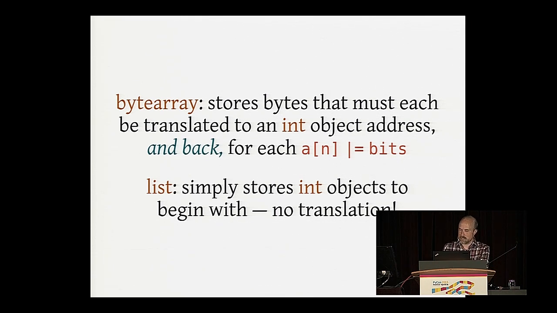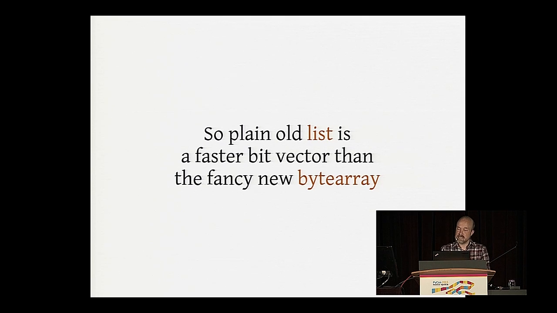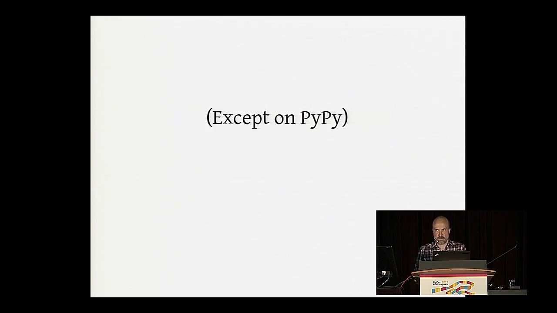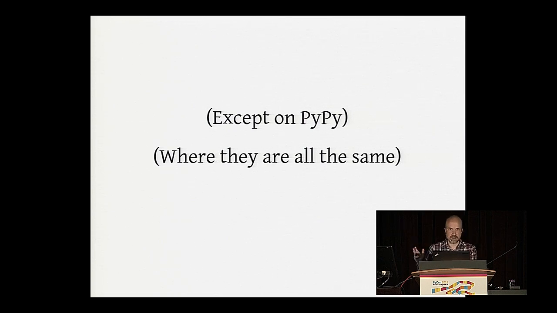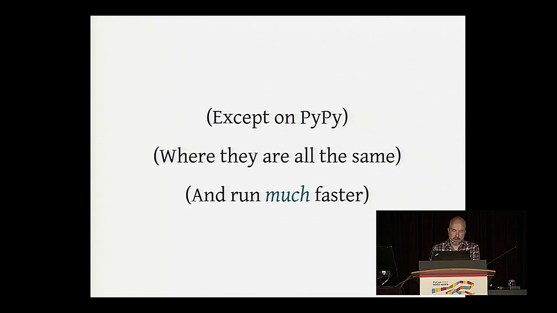And so this is interesting. We have this new special case container that's slightly slower than just using Python's well-honed default data types. A plain old list is a faster bit vector than the fancy new bytearray, except if you're using PyPy, where they're all the same because it becomes the same machine code under the hood, and all three run much faster as well as being exactly equivalent. I tried it out, and PyPy in each case figured out I was trying to do exactly the same thing.